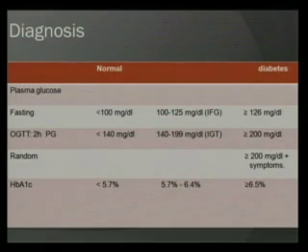Now, for the diagnosis of type 2 diabetes, fasting glucose will be equal to or more than 126, 2-hour oral glucose tolerance test more than 200, and random blood glucose more than 200 with symptoms of hyperglycemia, which are polyuria, polydipsia, hyperphagia. Hemoglobin A1C more than or equal to 6.5%.